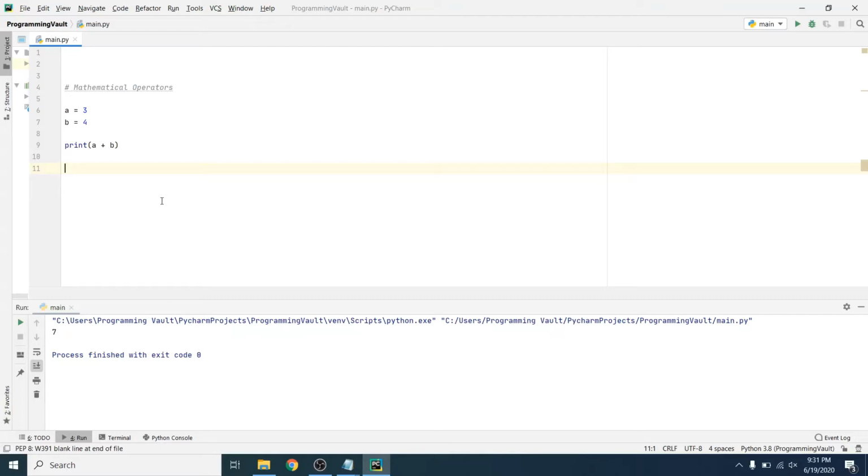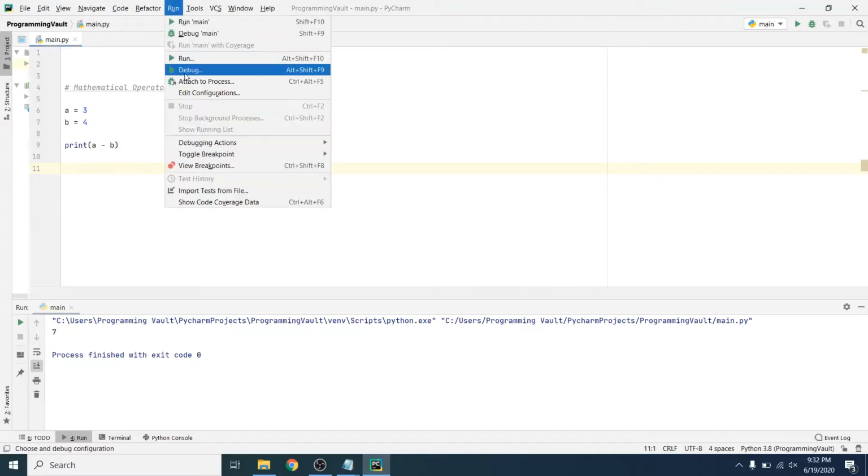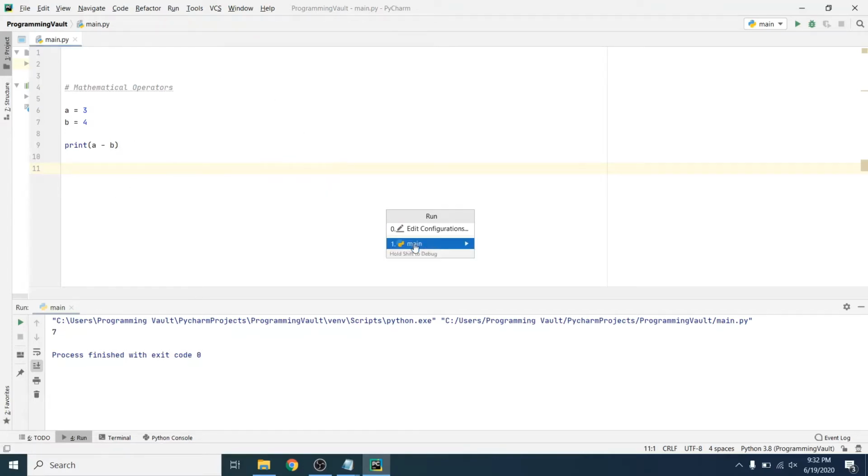Now the next operator that we want to go through is the minus sign, right? It's for subtraction. You all know what that is, right? It just basically subtracts one number from another. So we'll do that. Doesn't matter if it comes out positive or negative. It'll work either way. We'll go ahead and run it, and so 3 minus 4, yep, is in fact negative 1.